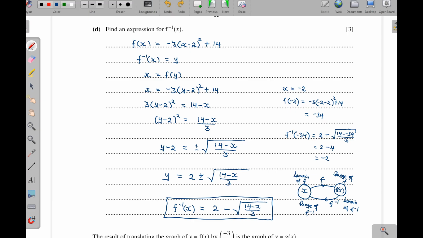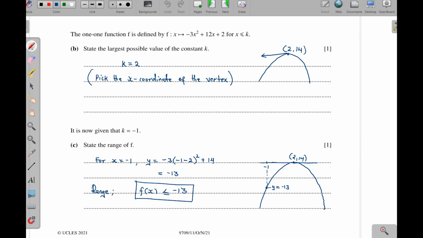But you don't need to do all of this, okay? You just need to look at the side of the turning point they are considering. So if the side is the left, then you take the minus. If the side is the right one, then you take the plus.